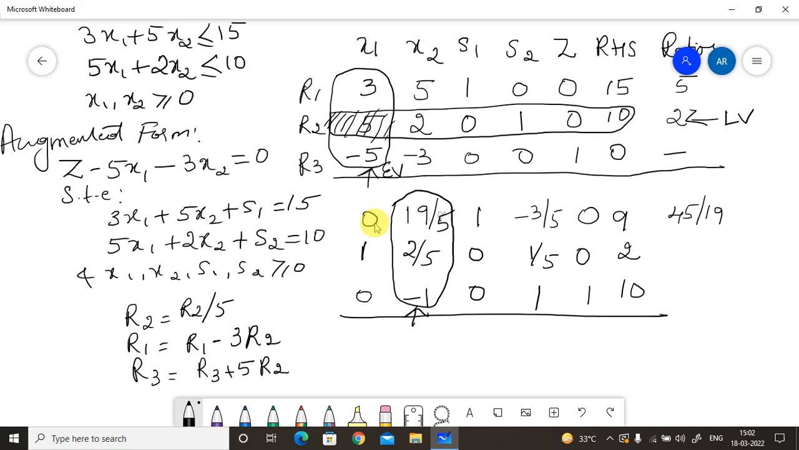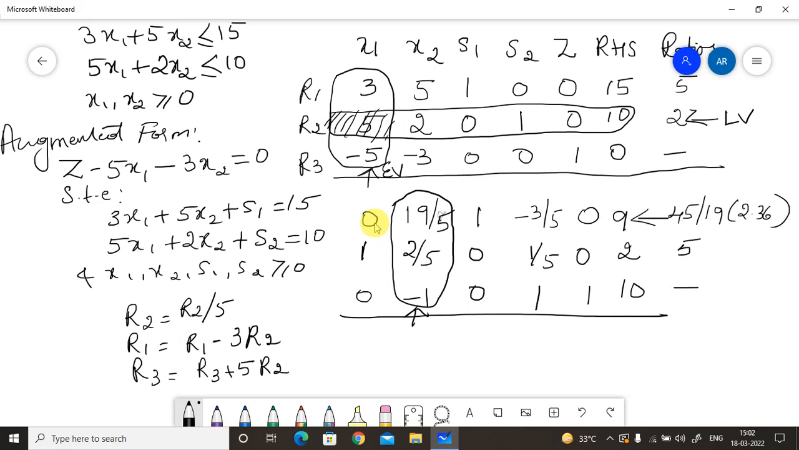Okay, so 9 by 19 by 5 is 45 by 19, right? So I'll write 45 by 19, and then I have 2 by 2 by 5, that will give you 5. And this we are now going to find out. So 45 by 19 will give you around 2.36. Among these, 2.36 has the least value, so this will be considered as the leaving variable.